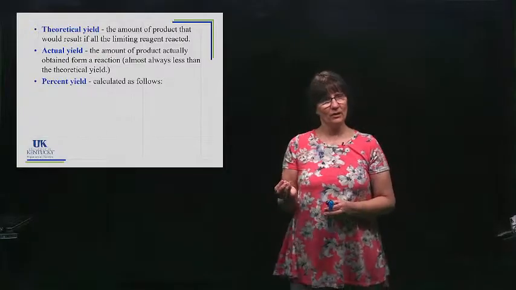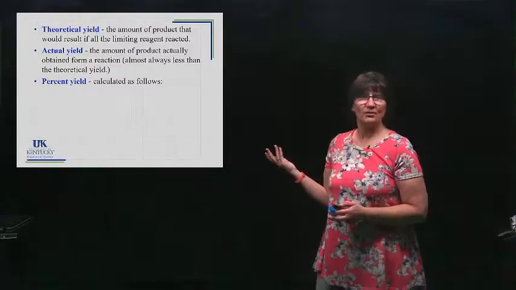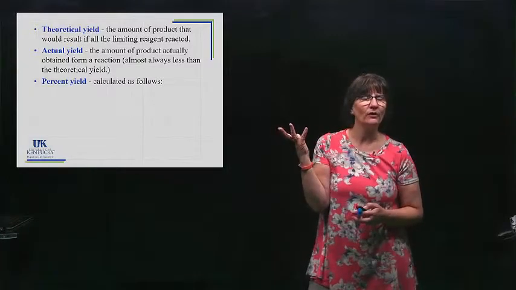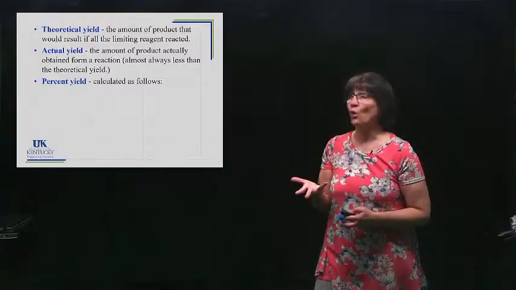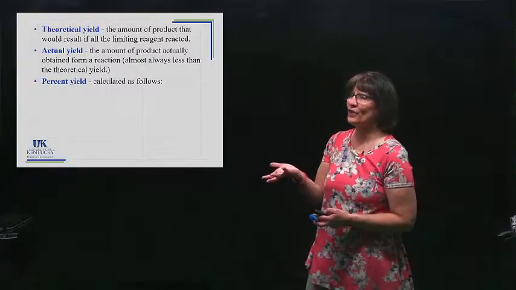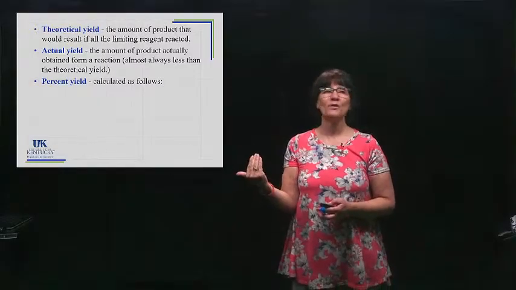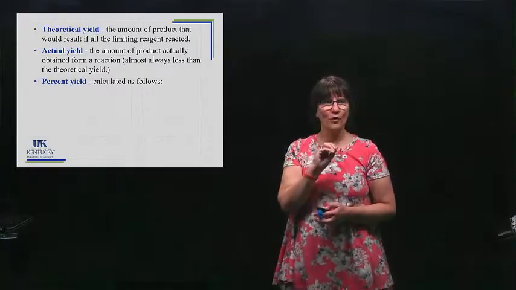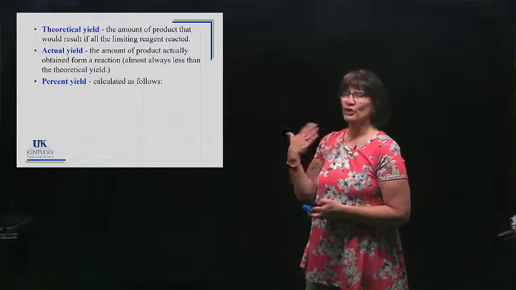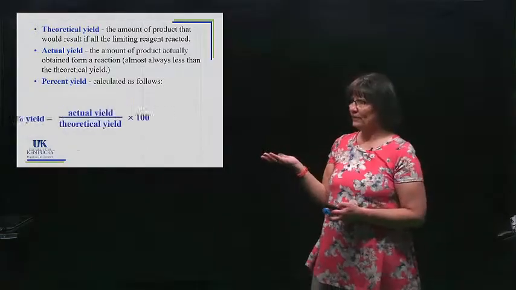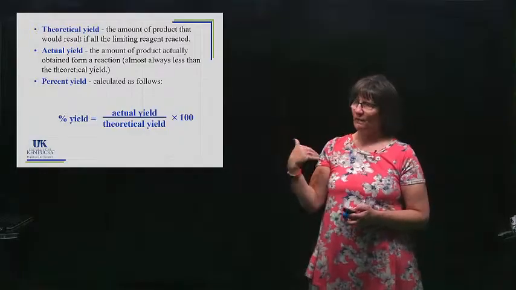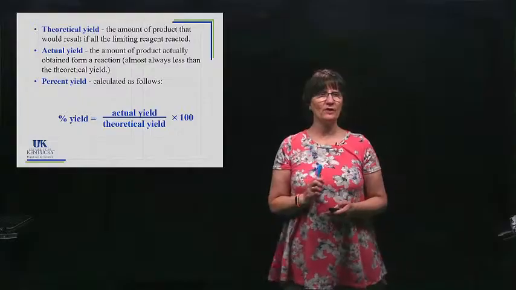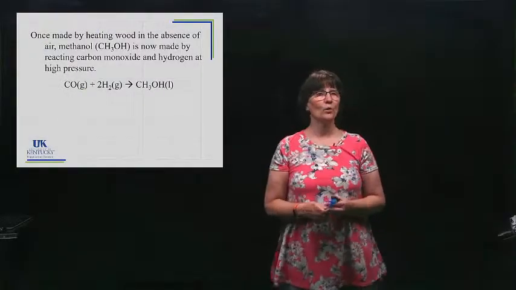So percent yield is the same as any percent. A percent is the part. Now of those two things, what's the part? The actual yield over the whole. The whole amount you should be able to get is the theoretical yield, times 100. That's what a percent always is. Actual over, the part over the whole, times 100. You just got to figure out what the parts and the wholes are. In this case, the actual is the part, the theoretical is the whole, times 100%. So those are the definitions. With those definitions, we can work a problem.